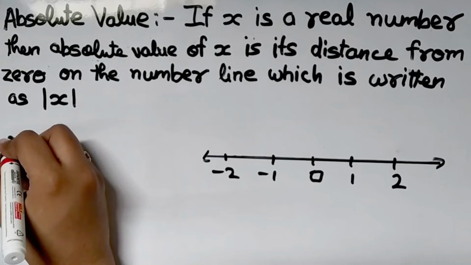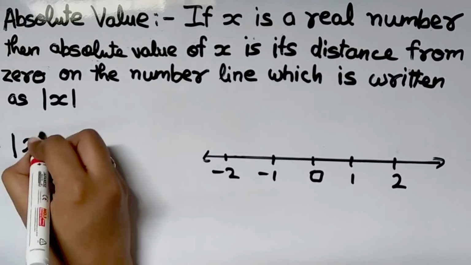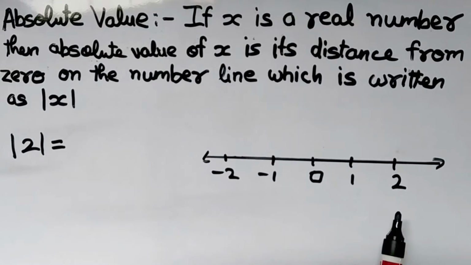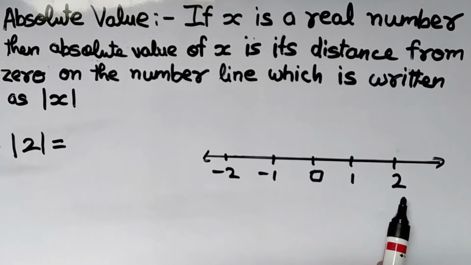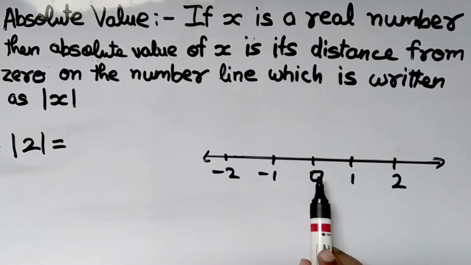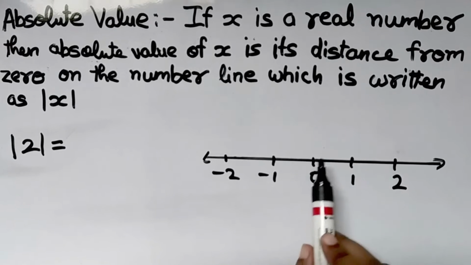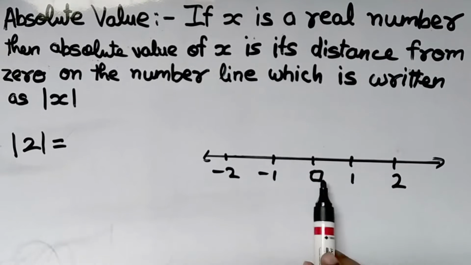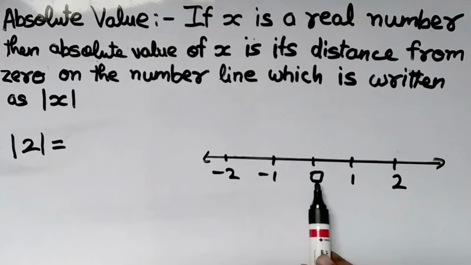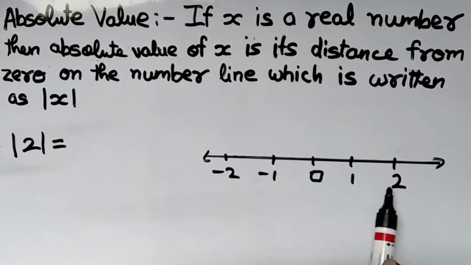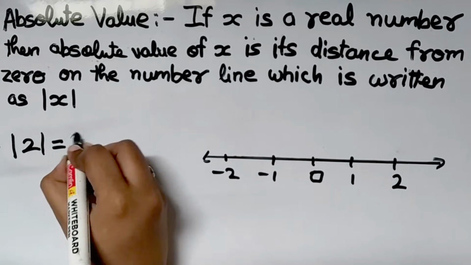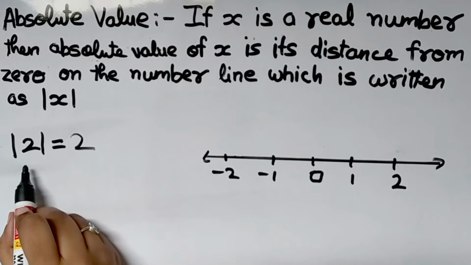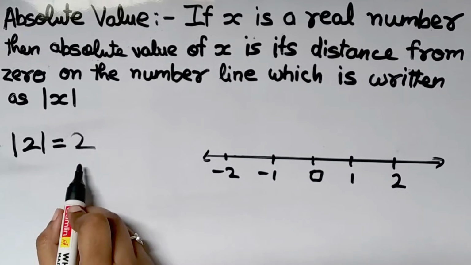Now, the absolute value of 2. The distance of 2 from 0 is how much? 0 is here and 2 is here. So 1, 2. The distance of 2 from 0 is 2. So the absolute value of 2 is 2 itself.